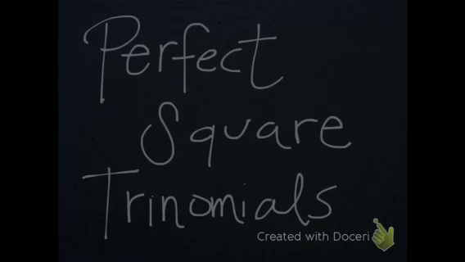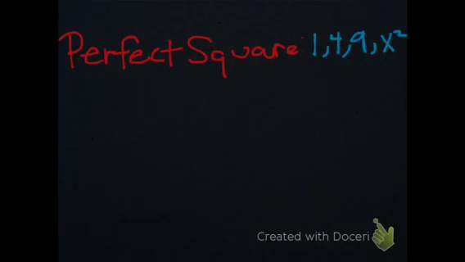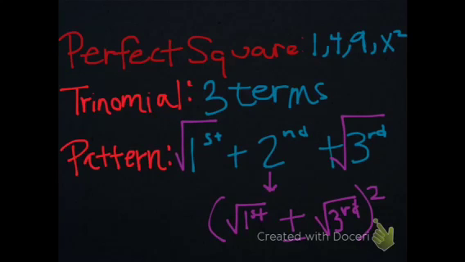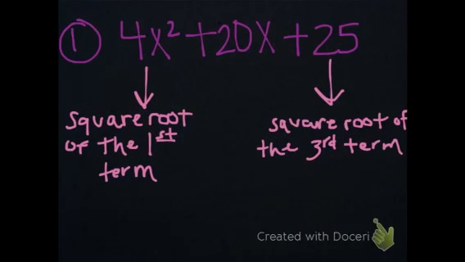Perfect square trinomials. Perfect square means that we'll have factors of 1, 4, 9, x squared, and so on. A trinomial means that we will have 3 terms. To find the pattern of a perfect square trinomial, you need to find the square root of the first term, find the square root of the third term, and then you need to add or subtract and then raise it to the power of 2 to find the second term. So we need to find the square root of 4x squared and the square root of 25 so we can figure out our factors for this equation.